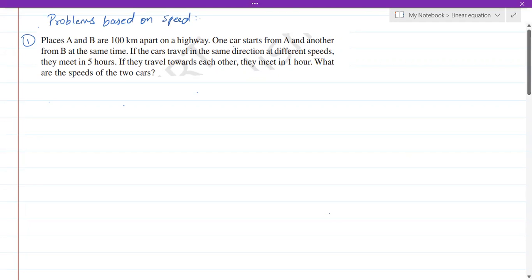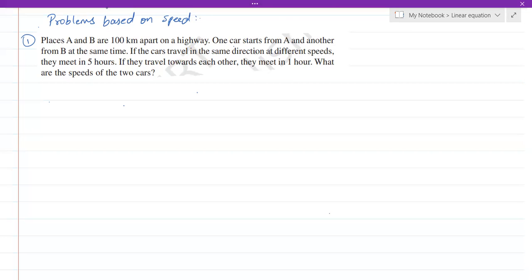So the first question: places A and B are 100 kilometers apart on a highway. One car starts from A and another from B at the same time. If the cars travel in the same direction at different speeds, they meet in 5 hours. If they travel towards each other, they meet in 1 hour. What are the speeds of the two cars?